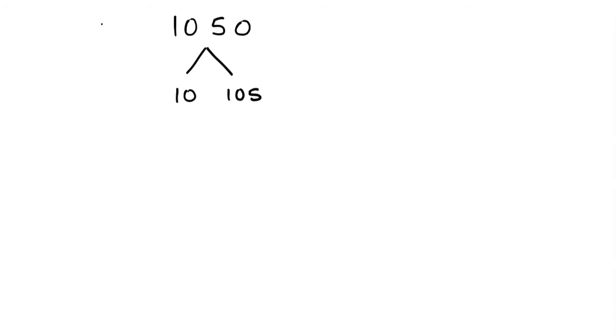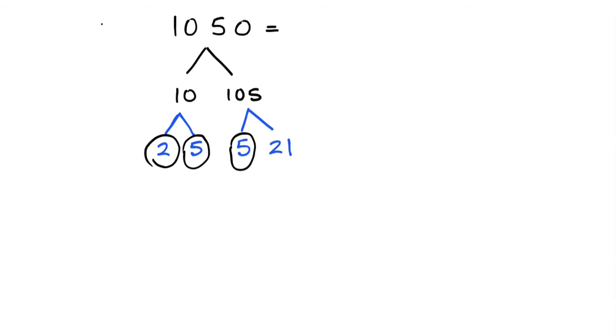So 10 is 2 times 5. 105, well, because it ends in a 5, I know that 5 goes into it. So 105 divided by 5, and you can just use a calculator, is 21. So now, though, I know that 2 and 5 are primes. So these are all part of the prime factorization. So 1050 at this point I know is 2 times 5 times 5.